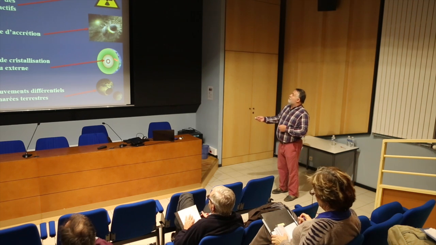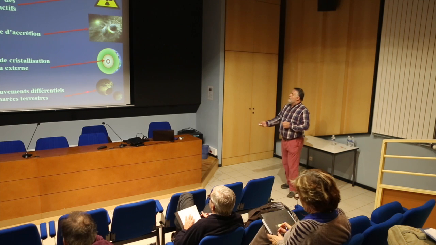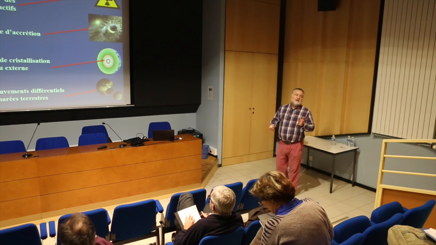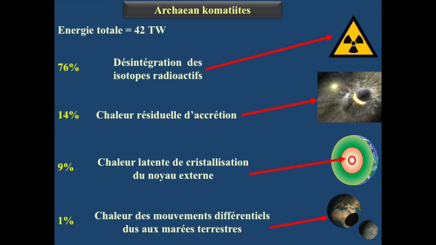The same for the crystallization of the core, and the same for the tide, because we have seen that the Moon was closer to the Earth, so the tide was more important, and the heat provided by the tide was also more important than today. So more or less all these sources were more efficient, more active in the Archaean than today. And this is totally consistent with the decrease of heat production in the Earth in the course of time.